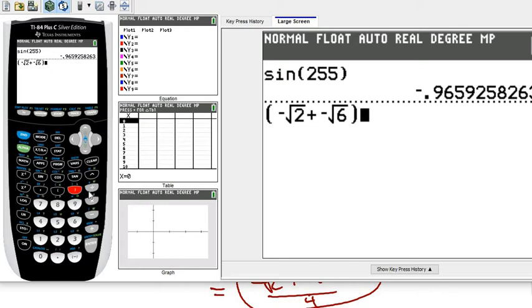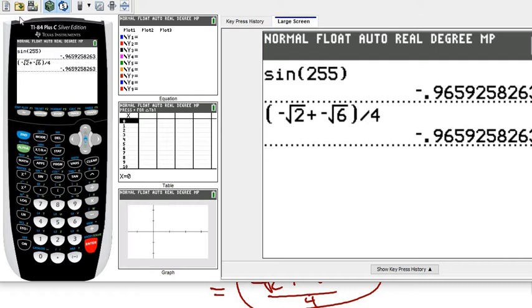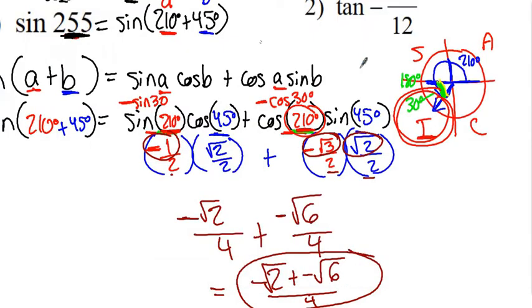Most of these problems will ask you to give an exact value though, and that's not given by the calculator. Okay, and you can see we do get the same answer, so that's an easy way to check. Alright, so now let's try this second one right here. This is the tangent formula.